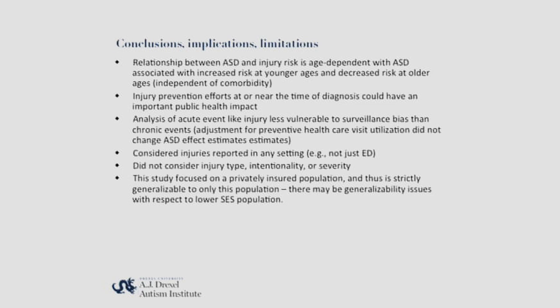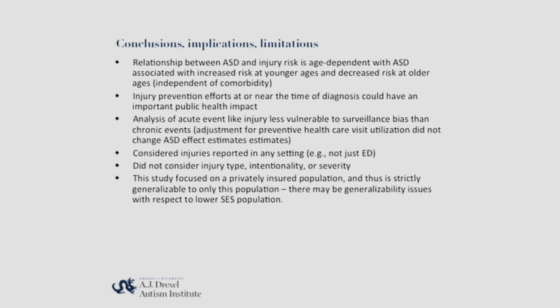So a couple of differences to the previous work that's been done. We considered injuries in any setting. We did not think about injury type or intentionality or severity. We didn't have that kind of information. One other thing to note when you're thinking about claims data and health outcomes is the issue of surveillance bias.